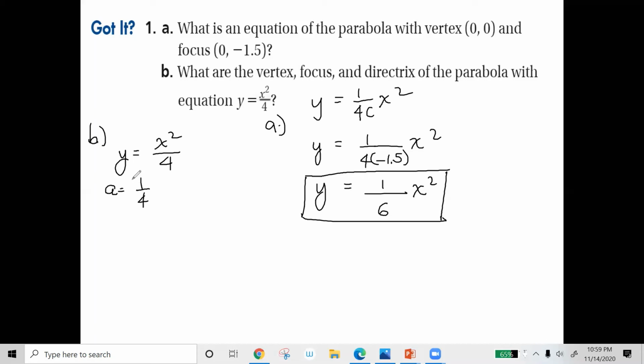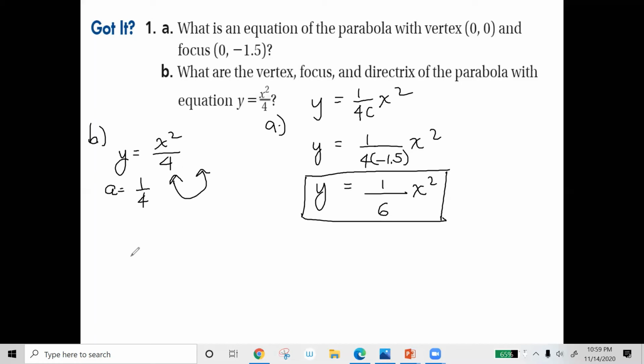From the question, we have y equals x squared over 4, and our a is 1 over 4. It opens upward since our a is positive. So remember, if a is positive, our graph opens upward. So the graph will be something like this.